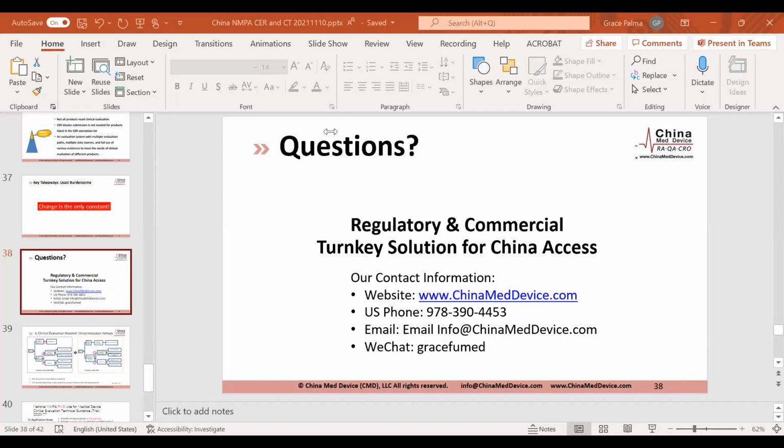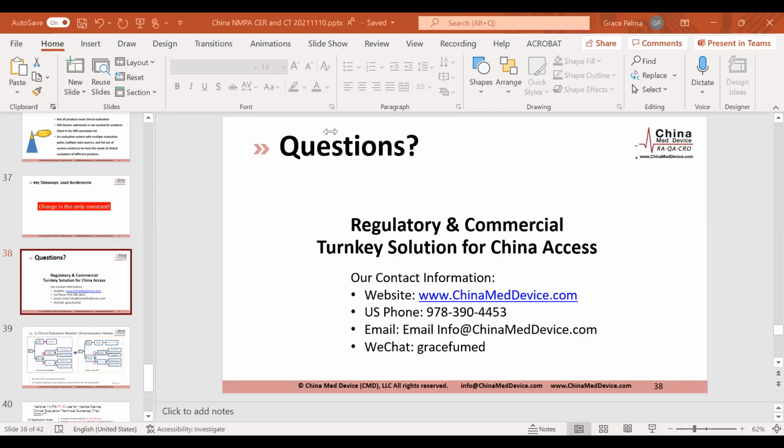Does the predicate device need to be registered in China? Yes, that was addressed during our talk. The predicate device in the draft mode doesn't need to be, but in the final required mode, it is. It has to be NMPA China approved to be a legitimate predicate device.